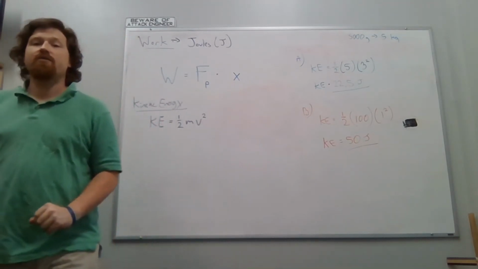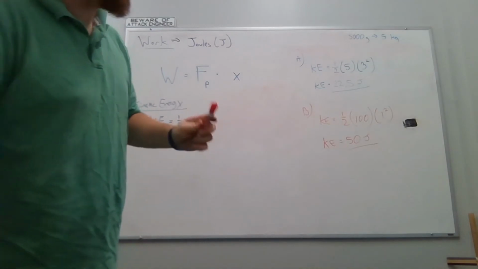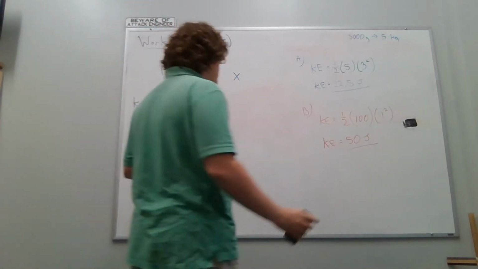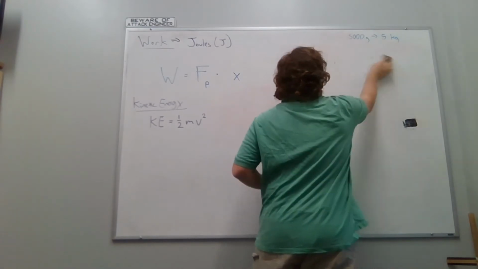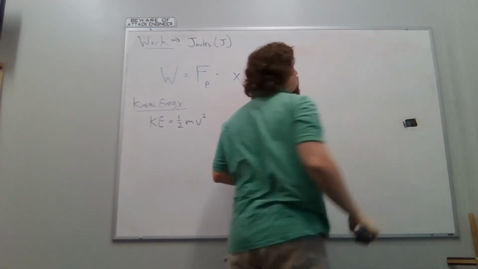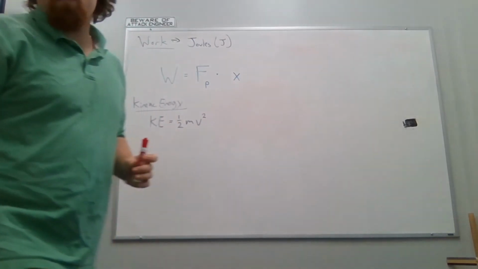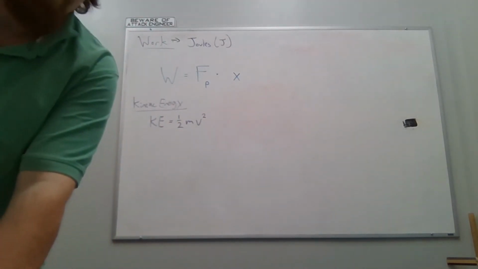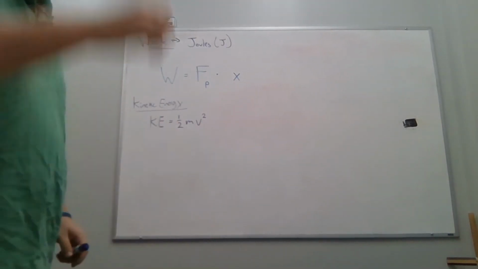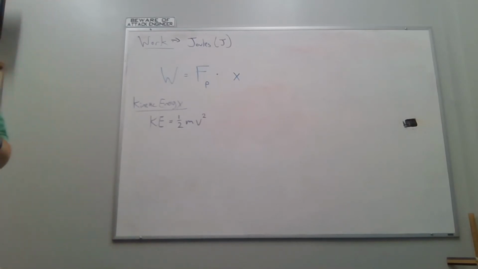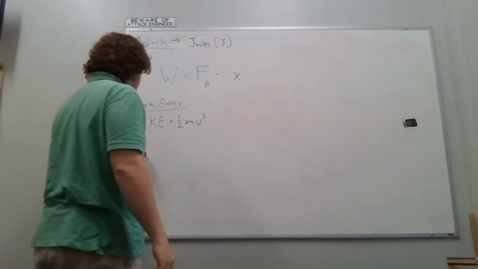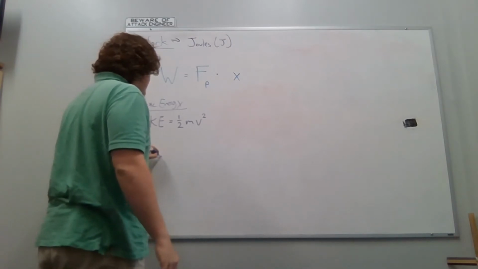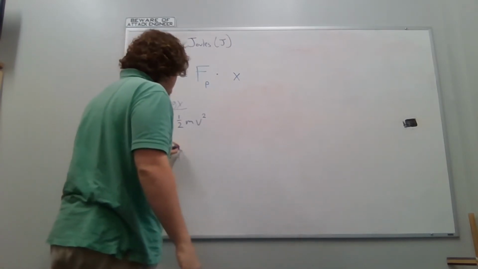So kinetic energy is the energy an object has when it is moving. There's one more type of energy we're going to discuss. So now moving on to slide number 12. The next type of energy is called gravitational potential energy.